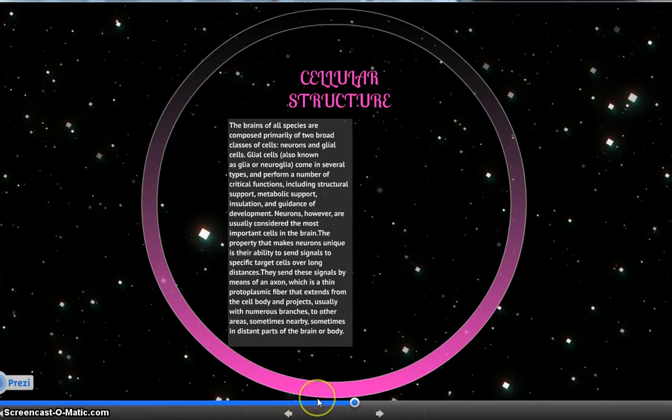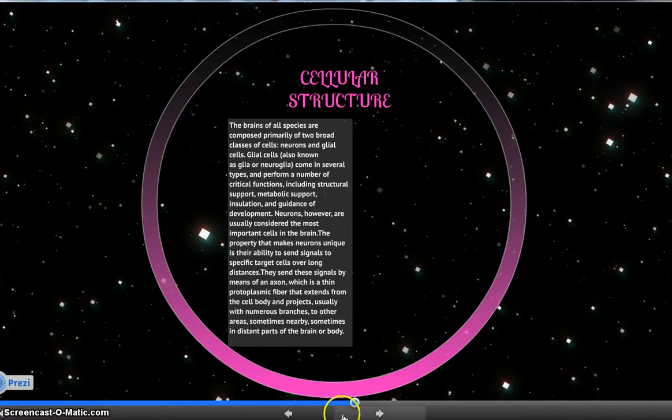Cellular structure. The brains of all species are composed primarily of two broad classes of cells, neurons and glial cells. Glial cells, also known as glia or neuroglia, come in several types and perform a number of critical functions including structural support, metabolic support, insulation, and guidance of development. Neurons, however, are usually considered the most important cells in the brain.